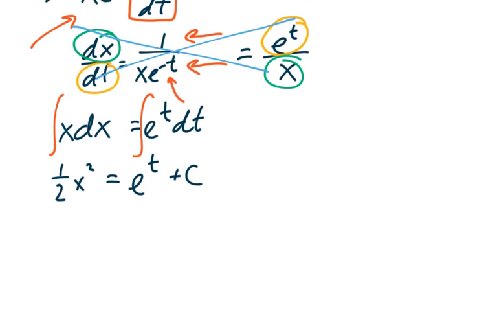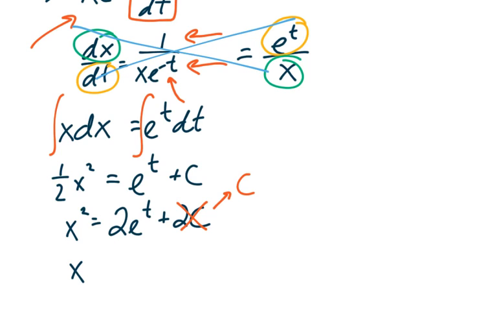Now we're solving here for x. Let's multiply everything by 2. How about x squared equals 2e to the t plus 2c. C got really small all of a sudden. Budget cuts, I guess. But why don't we change that? 2 times a constant is just going to be another constant, whether it's a brand new one or not. I'm just going to call it another c. And then last step, why don't we go ahead and take the square root? X equals plus or minus the square root of 2e to the t plus c.